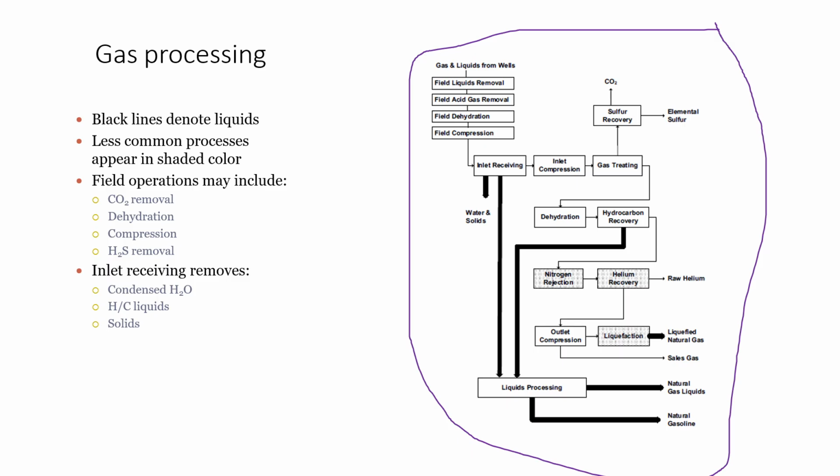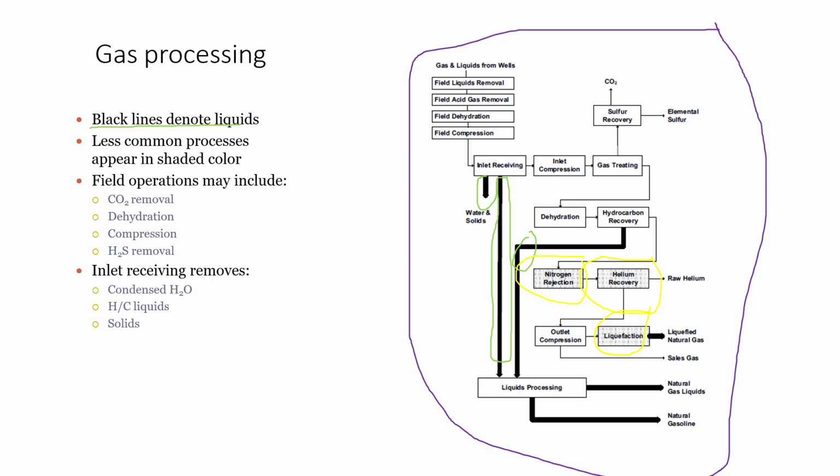But as a guideline for this scheme, you can simply say that the first thing is that the black lines denote liquid, which means that if I'm dealing with any of these lines, I'm dealing with liquid phases. Okay, and the less common processes are in shaded color, which means that if you go to the plant, not every plant will have a helium recovery unit, not every plant will have nitrogen rejection, and not every plant will have a liquefaction unit. So these units are not commonly found in most natural gas plants.